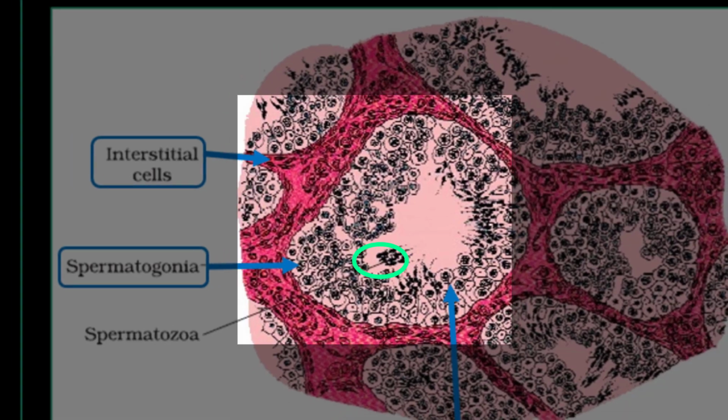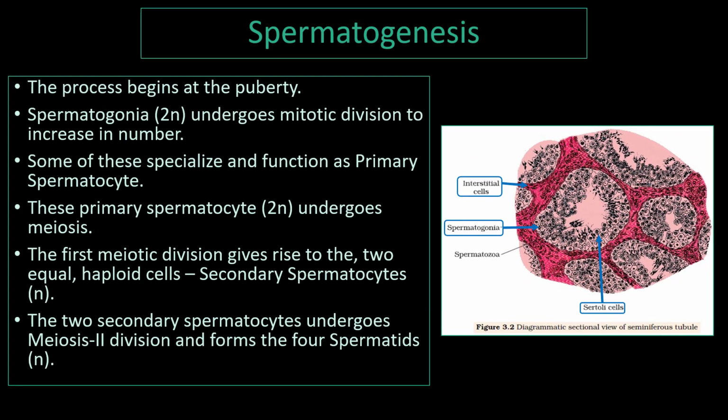So the process begins at puberty. I hope you all are aware of the term puberty, the age of adolescence. You are learning it from class 8 and you should have a clear idea about it. Now remember, in the beginning the spermatogonia is going to be diploid, 2n. 2n or diploid means they are going to have 23 pairs of chromosomes. Remember, 23 pairs of chromosomes.